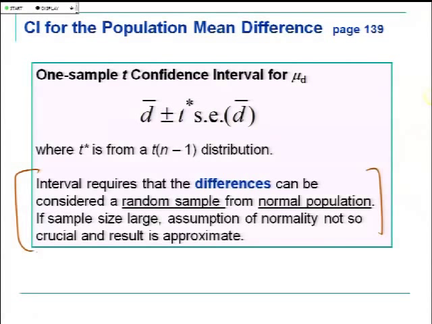It's all about the differences. So you have to be specific and say it's the differences that have to be considered a random sample from that population of all differences, and the model for the differences in scores, the differences in weight, needs to have a normal model.